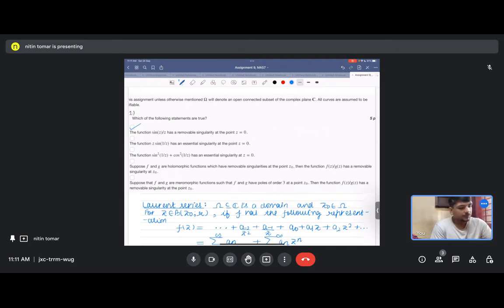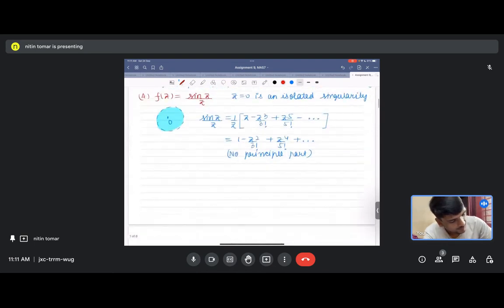Now second is about z sin 1 by z. Again we can use this series. As you can see, z equal to 0 is an isolated singularity.